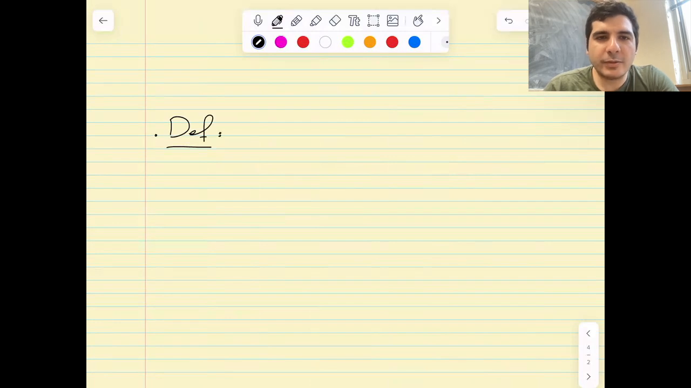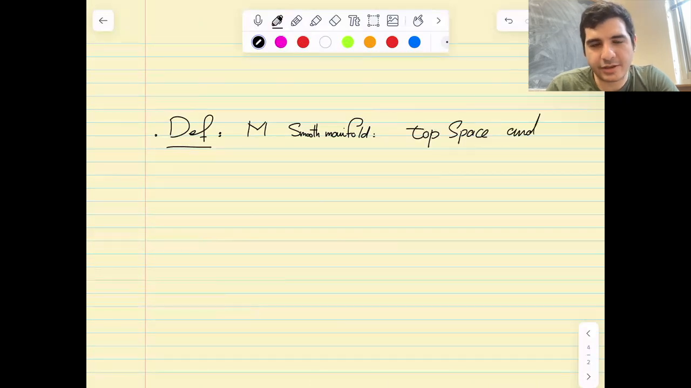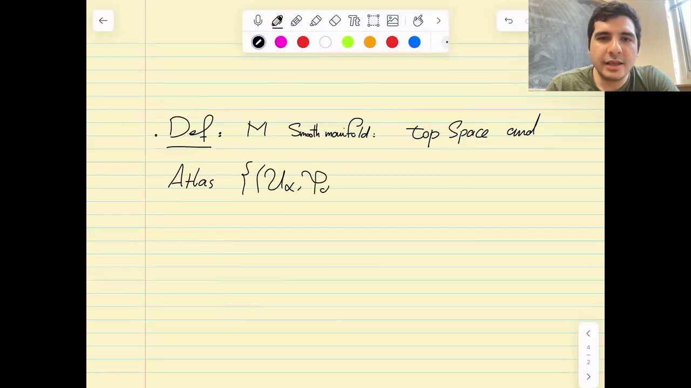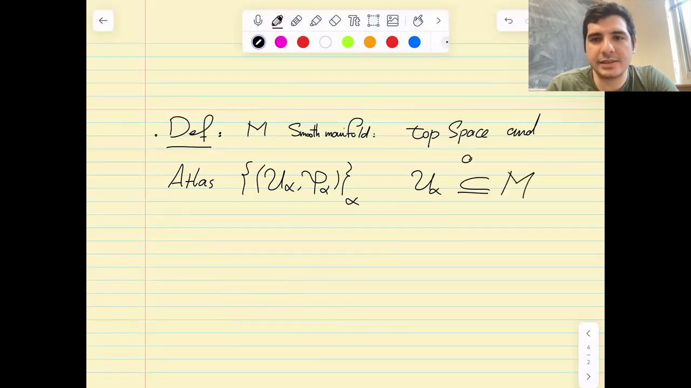So now let's define more rigorously what we mean by a smooth manifold. I would say M is a smooth manifold. So this is my definition, right? What do I mean by smooth manifold? M is a topological space with some extra structure, so I should have an atlas on M. What do I mean by atlas? It's a set or collection of pairs, U alpha and phi alpha, with some index alpha, where U alpha is an open subset inside M, so U alpha is open, and we have this property.